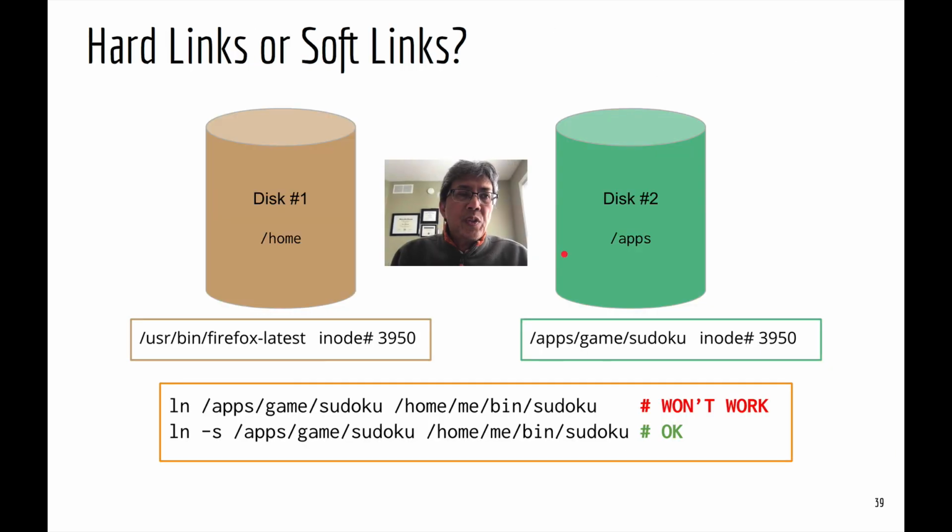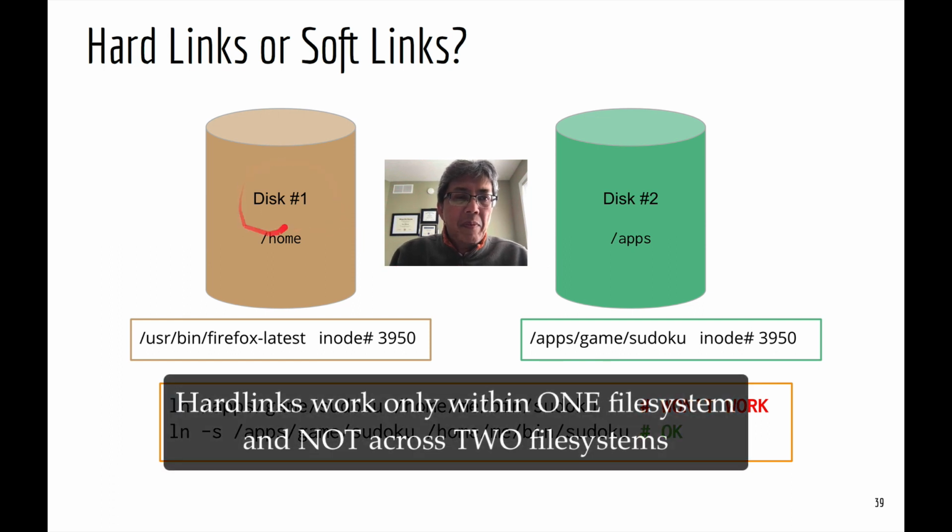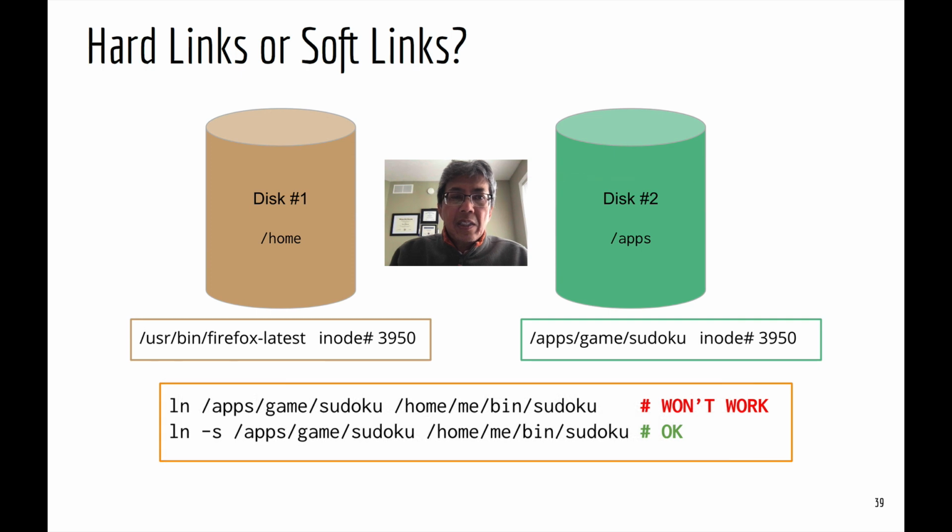So how do you choose between hard links and soft links? Hard links will work only within the same file system. It's not going to work across two different file systems. So let's use this as an example. Let's say you have two hard drives attached to your machine, and the first drive is where you have your home directory, and the second drive, disk number 2, is where all the applications are installed.